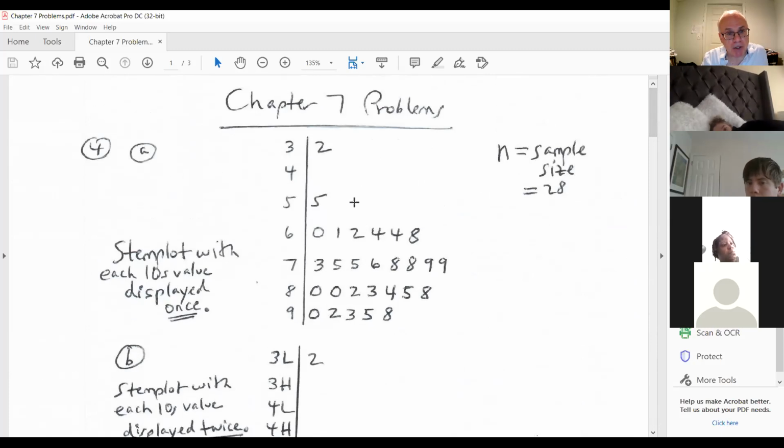These problems here are a review of everything we did today. You just need to study this, make sure you understand how this is done and how to interpret it, and then you'll be good to go for chapter 7. Any questions?